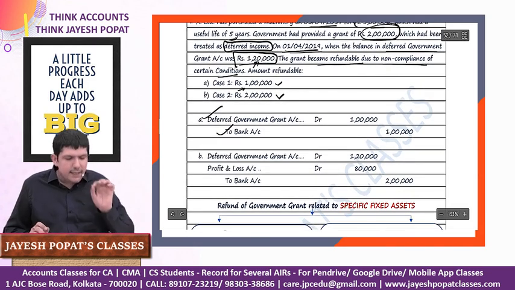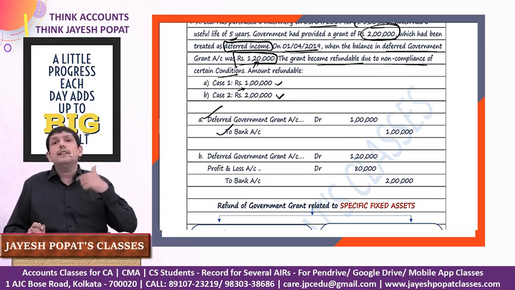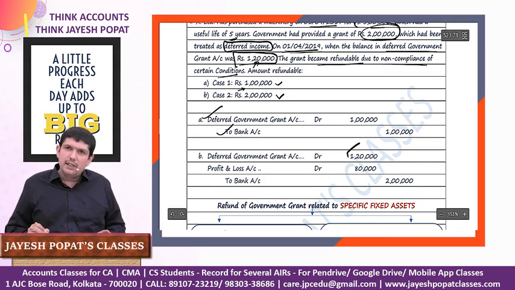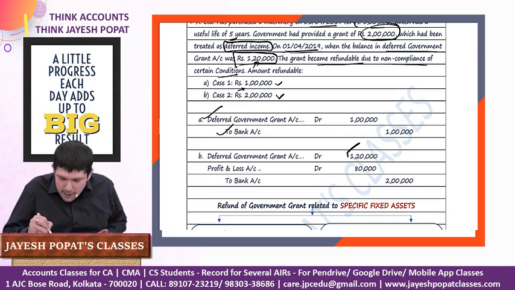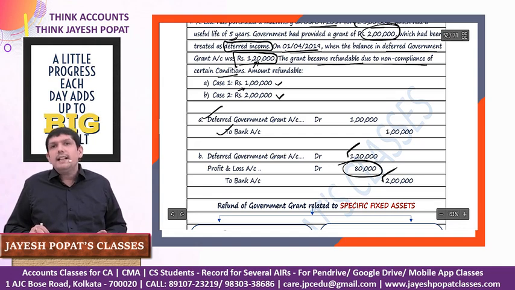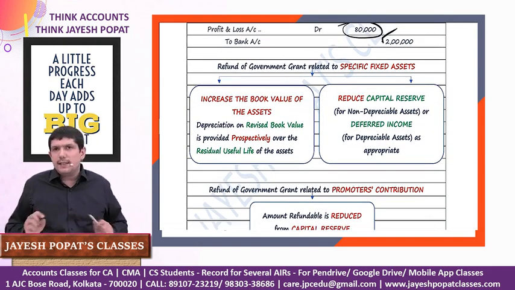In the second case, the refund is 2 lakh. The balance in the deferred grant account is only 1,20,000, whereas the amount of refund is the entire amount of 2 lakh. In that case, we will debit the deferred grant account with the amount of 1,20,000, which is the extent of balance in that. We paid back 2 lakhs, so the difference amount will go to the statement of profit and loss.